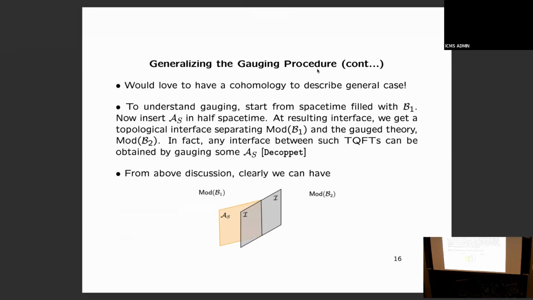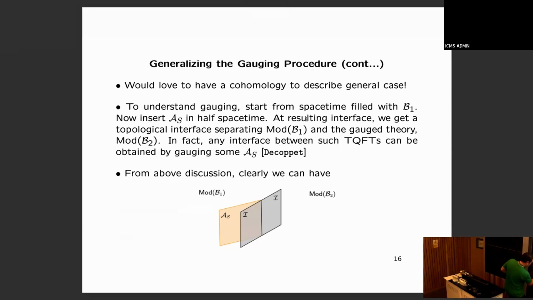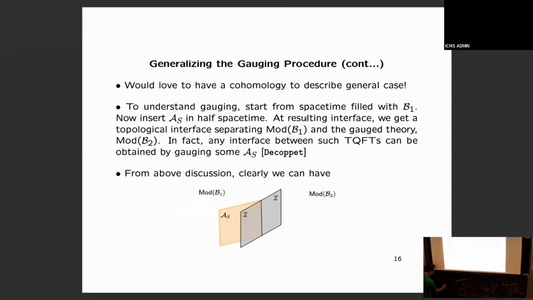So let me just say a few things which are basically due mainly to Decoppet and possibly to others. I certainly don't want to step on anyone's toes, but to understand gauging, we can imagine starting from some space-time. So we start with some three manifold, and I'm just imagining that that's my three manifold, and I have in here some theory B1. This is some unitary modular tensor category B1, and maybe its two categorical completion, living everywhere. And now I'm going to imagine that on half of the space-time, maybe this half here, I'm inserting this network of symmetry defects.